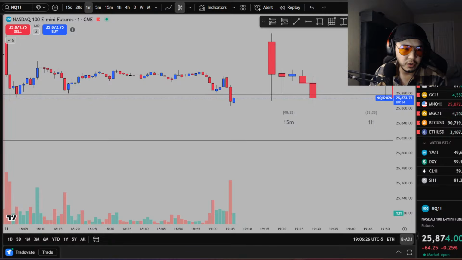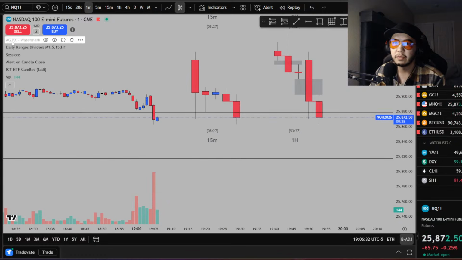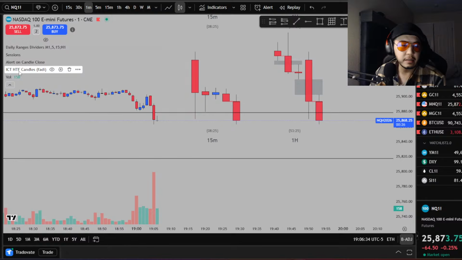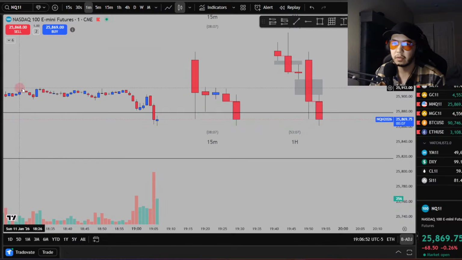What indicator are you using that shows higher time frame candles to the right? Oh, that one? That one is very simple. It's called ICT high time frame candles. Fatty. So these are all free indicators that I use: daily ranges, session dividers, alert on candle close, ICT volume. So those are the ones I use.